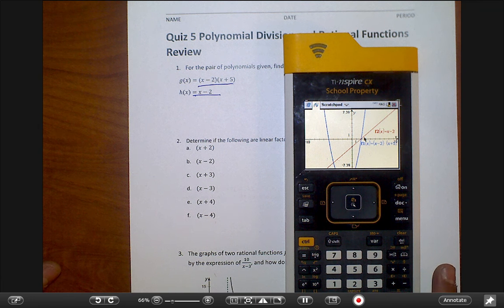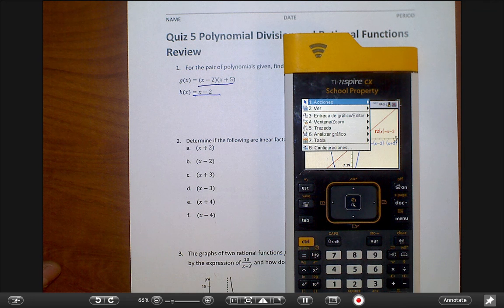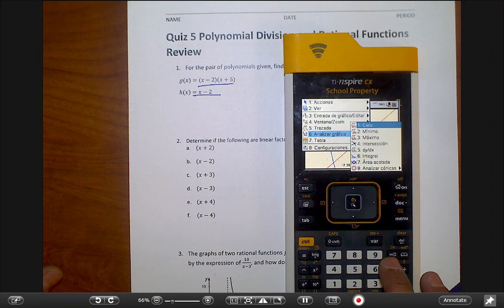So I'm going to start off by menu. What the heck? Okay, so someone decided to change mine to Spanish. I think that's Spanish, right? So I'm doing a bilingual lesson here. Anyway, number 6. And I'm looking for the intersection, right? That's going to be number 4.